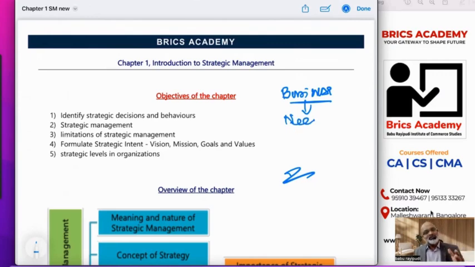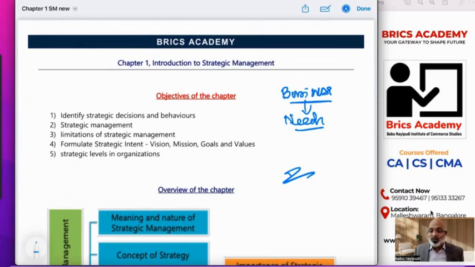That means if I'm doing an education business, I have to meet the knowledge needs of the society. If I'm running a transport business, I have to meet the commutation needs of the society. If I'm producing a movie, I have to meet the entertainment needs of the society. So every business has a purpose for which it is started.